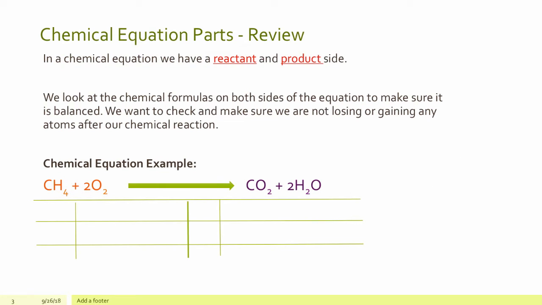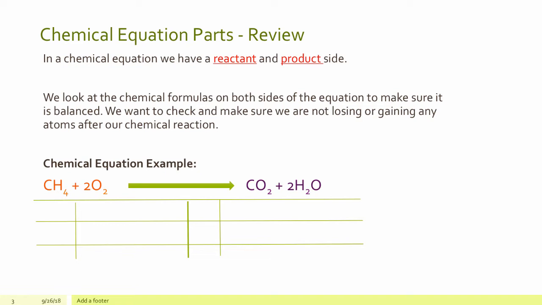So in a chemical equation, we're just going to review those parts again. We have the reactant part and the product part. In the reactant side, we said those were the things we're putting in, so the ingredients. And then the product side is the stuff that we get out, so the result. So when we look at chemical formulas on both sides of the equation, you want to make sure it's balanced. So we already did that. We've gone through several different examples of looking at chemical equations and identifying if they're balanced. So when we're doing this, we want to check and make sure we're not losing or gaining any atoms after a chemical reaction because of that law of conservation of mass.